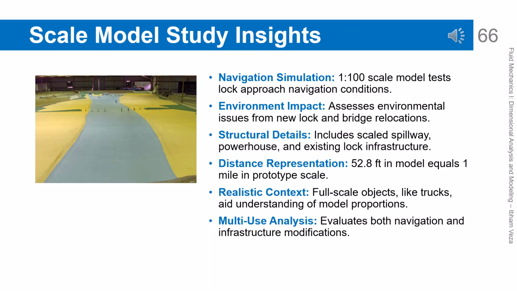Scale model study insights. Scale model studies are used to simulate navigation conditions in a lock system with a 1:100 scale ratio. The model includes details such as the spillway, powerhouse, and existing lock structures. Distances in the model are scaled proportionally so that 52.8 feet in the model represents 1 mile in the prototype. By adding full-scale objects such as trucks, the perception of size becomes easier to understand. This approach allows the impact of new infrastructure and environmental changes to be evaluated safely and in a controlled manner.